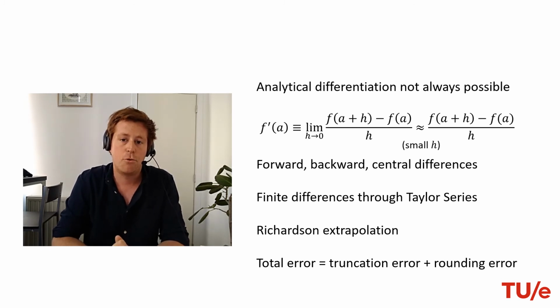However, it's important to note that the total error consists of both a truncation error and a rounding error, which lead to conflicting objectives in choosing the spacing h that you use in your finite differences, and that there is an optimal h, which reduces the error the most, and that higher order schemes can be very useful in attaining high accuracy.